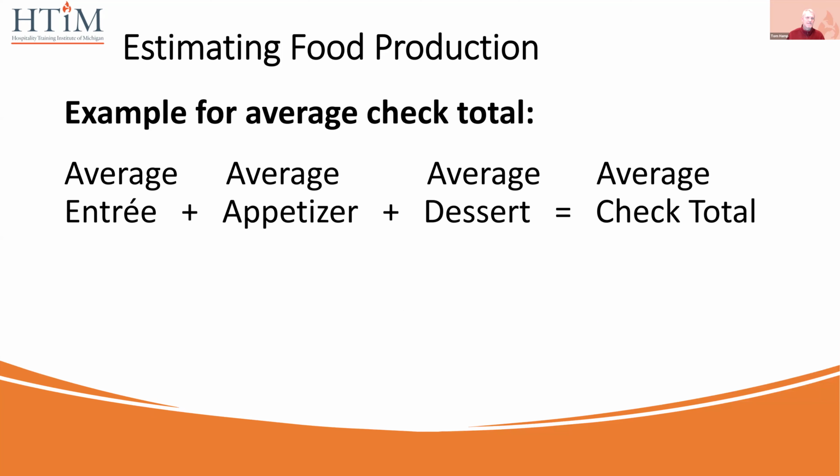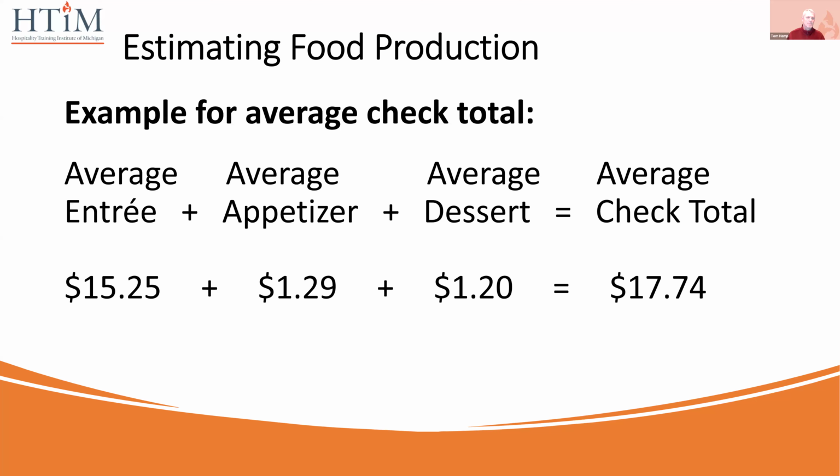So that being said, we'd have our average entree plus our average appetizer plus our average dessert. Now we get an average check total of $17.74. Not exact science, but close enough. It gives us an estimate, something that we can go on going forward. Who has any questions or comments there?